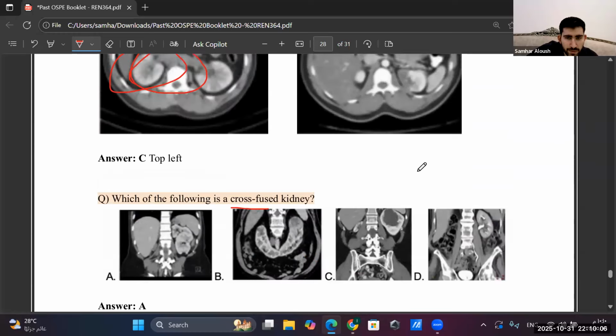Which of the following is cross-fused kidney? We said cross-fused kidney is two kidneys on the same side that are fused. So it's this one. It's not this one. This is horseshoe kidney, which is fusion of the inferior lobe. If two kidneys are fused on the same side, that's cross-fused kidney.